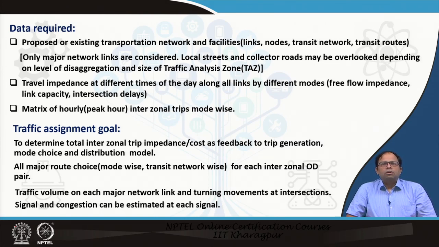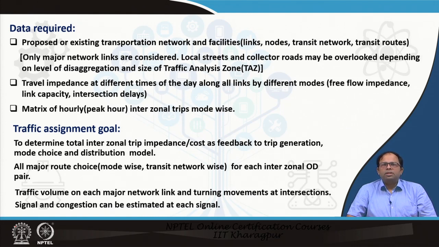So, to talk about the goals of traffic assignment, we need to determine the total interzonal trip impedance cost as feedback to the trip generation, mode choice and distribution models. If you remember from our earlier lectures, when we did trip distribution, we required the trip impedance between two different zones, and this is the step from which you get that feedback, which goes in as input into the trip distribution model.